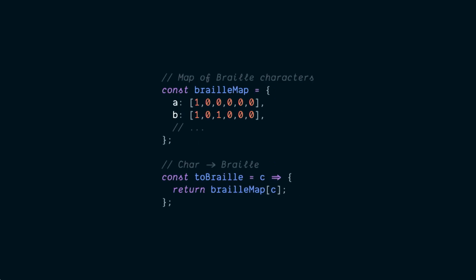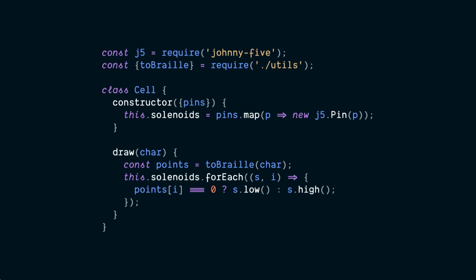Unfortunately, Braille is not deterministic, so we have to create a map with the corresponding array representations for each letter, and a helper function that accepts a single character and returns the binary representation. A Cell class will help us create an instance of each cell. In the constructor, we are allocating the pins used by Johnny 5, and using a private method called draw, we're going to raise or pull the pins on demand.